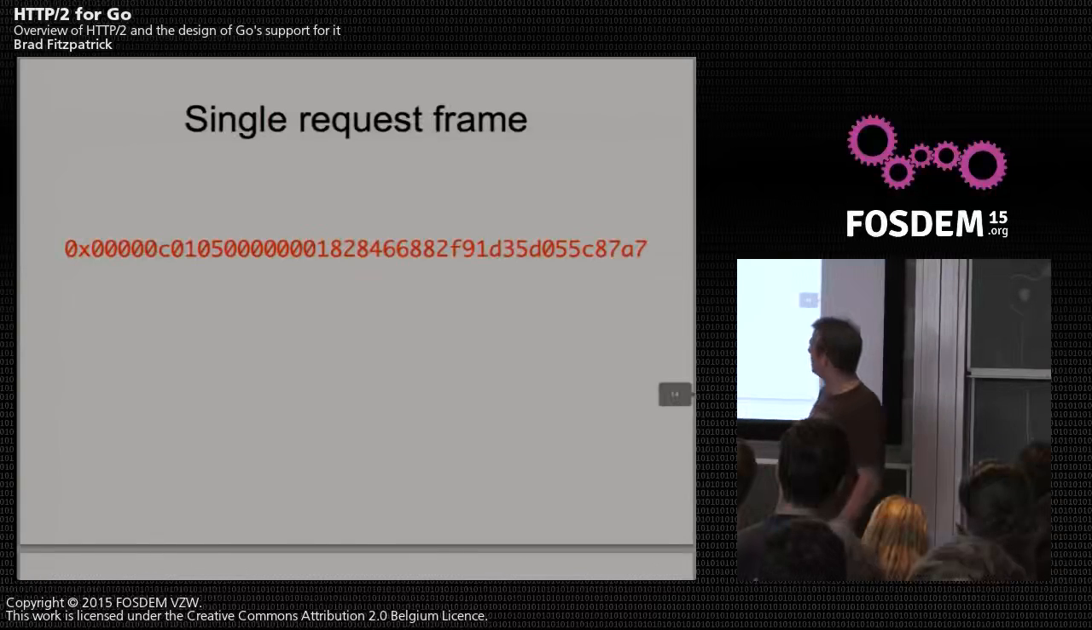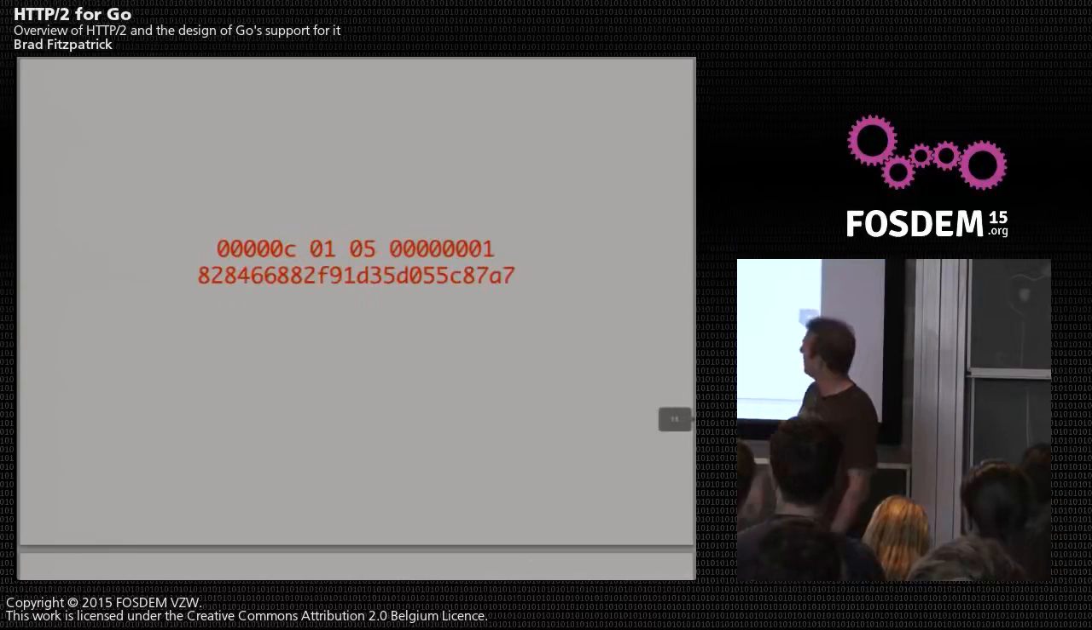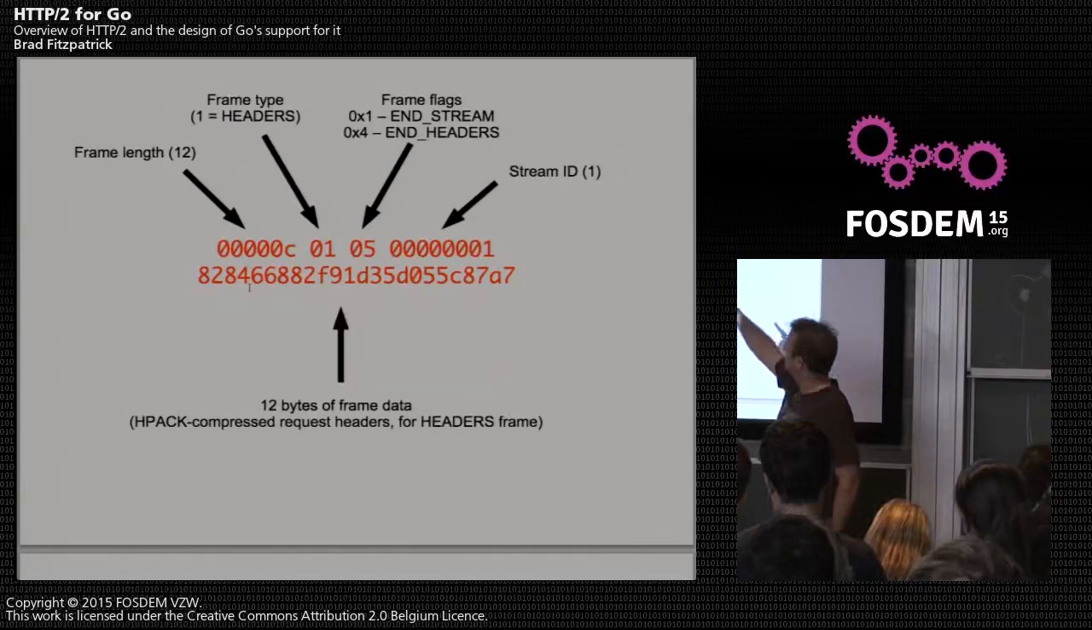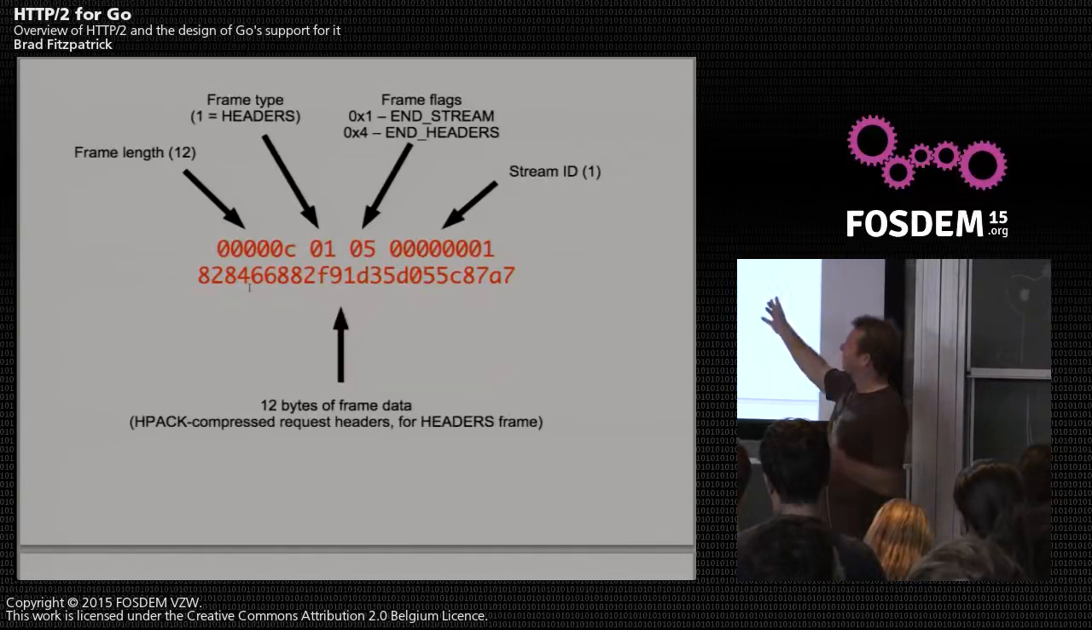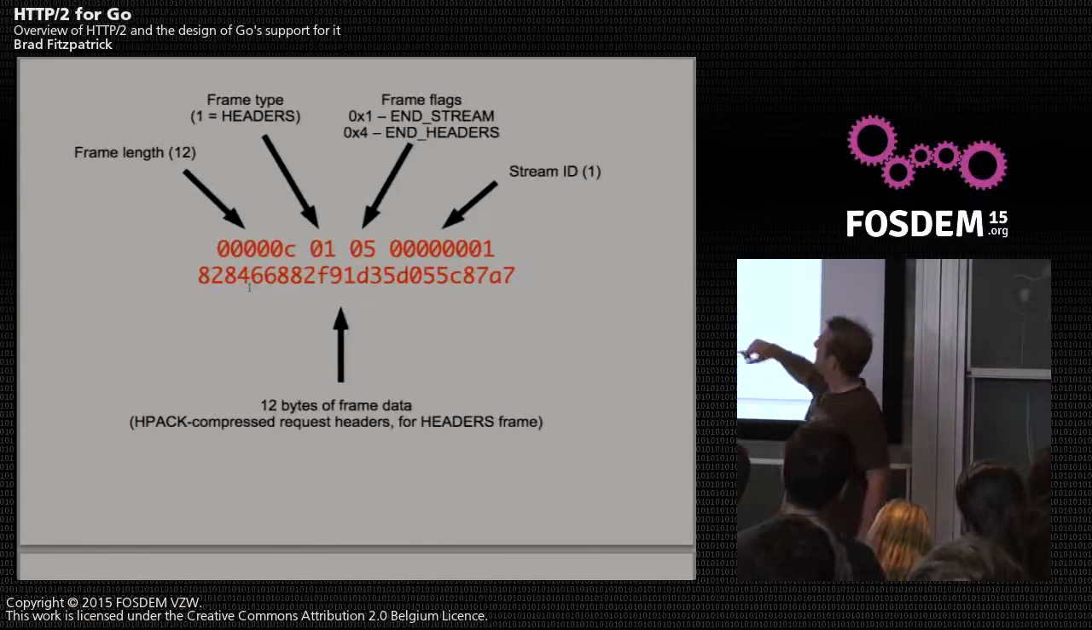So back to this HTTP request, HTTP2 request. You can think of it like that. There's a little 9-byte header. It starts off with the frame length. So first there's 12 bytes. So this is 12 bytes of the payload. You always have 9 bytes. Then you have 1 byte that says what this sort of packet is, what this frame is. 1 means headers.